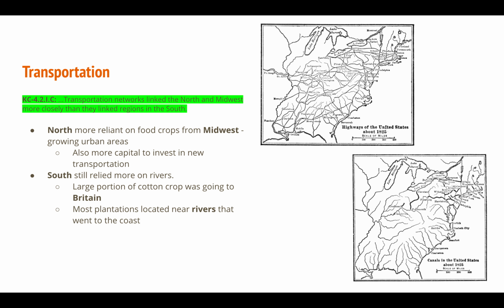Now, these two transportation maps are going to become relevant again as we get closer to the Civil War, because in that war, the North's ability to get troops to the southern lines is going to be really important. And the South's inability to keep up with that kind of movement is also going to play a role in their defeat.